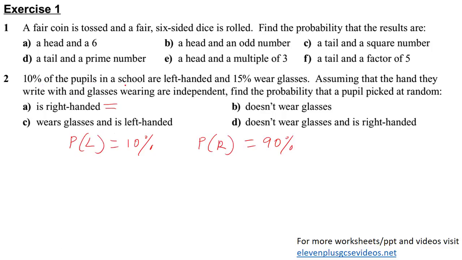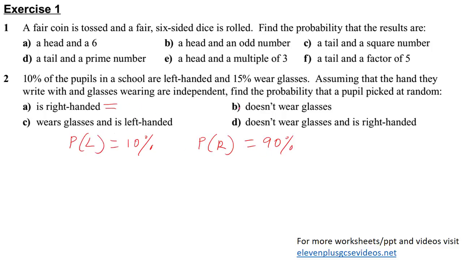10% of the pupils in a school are left-handed, which means that the chance of a student being left-handed is 10 out of 100. That means, therefore, that the chance that a student picked at random is right-handed would be 90 out of 100, because both of these should add up to 100%.